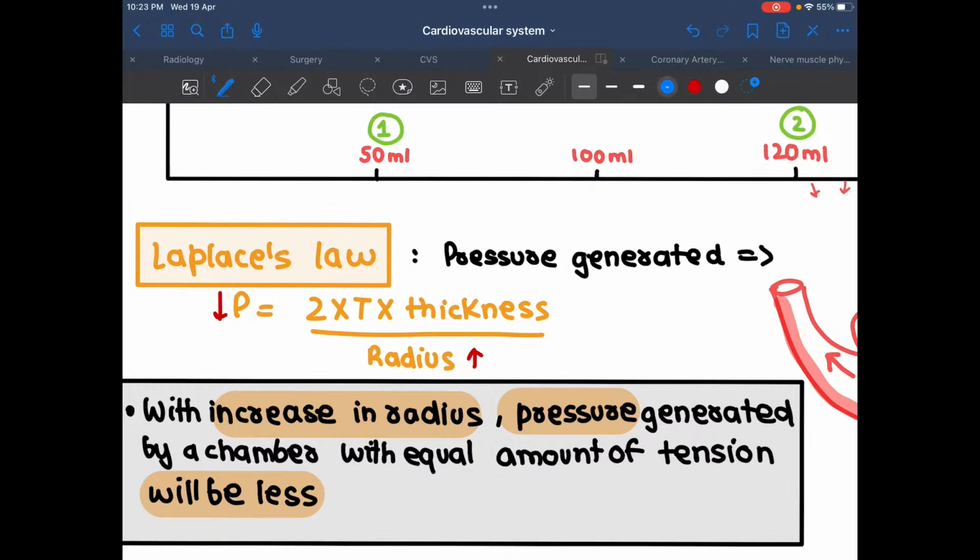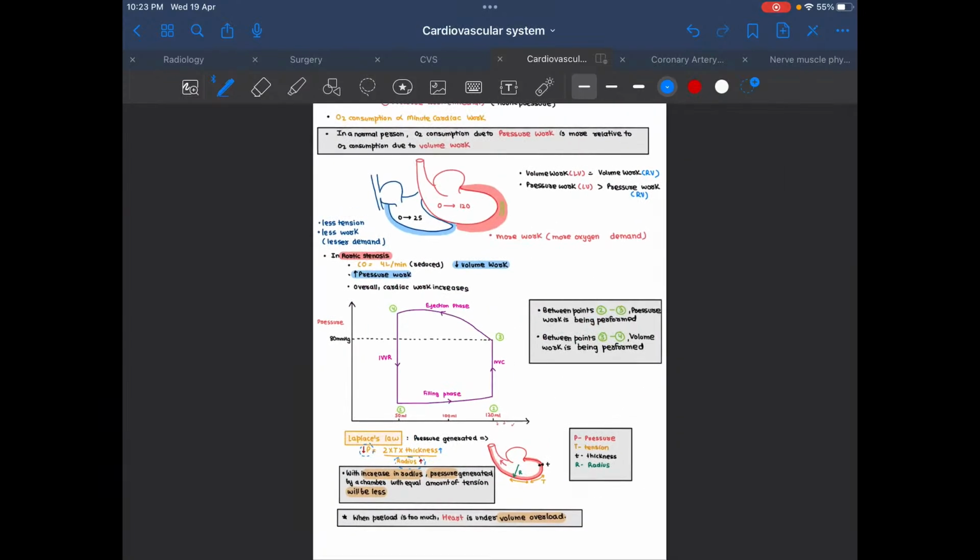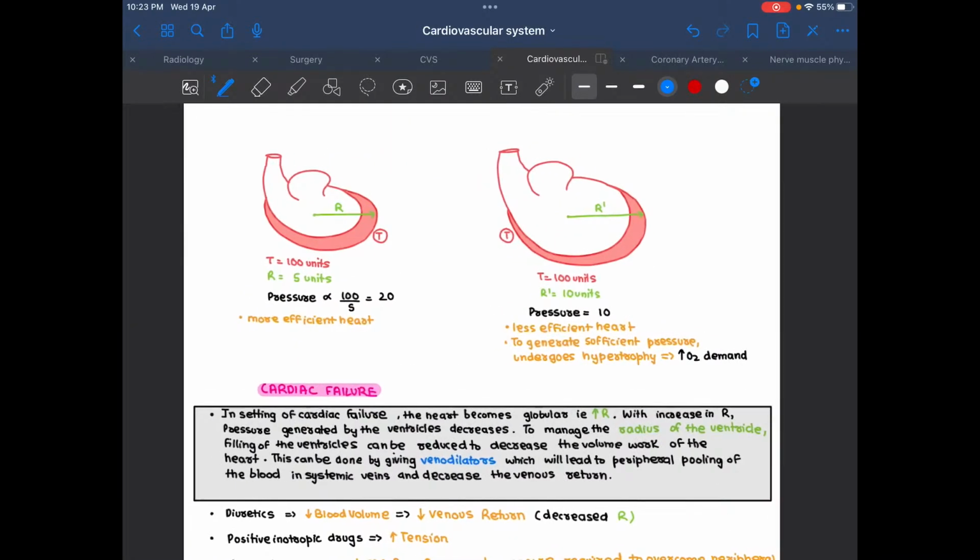To avoid this decrease in pressure, for whatever radius increase has happened, let me try to increase the thickness of the cardiac muscle. Okay? So that I can increase the tension, and because of that the pressure that I've generated remains normal. So that is a mechanism, that is your volume overload hypertrophy. Okay? So this is what I was saying.